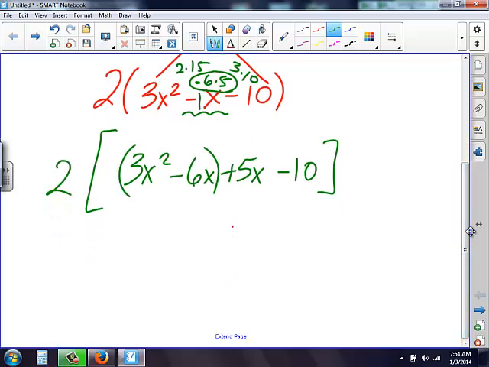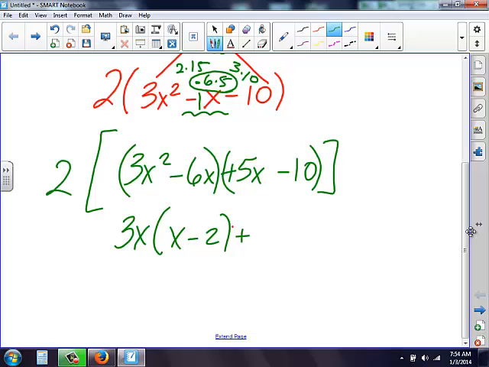Now, anytime I have 4 terms, we know we must group. I group the first 2, group the last 2. In my first set of parentheses, I need to ask myself, what can I pull out? In this case, I can pull out a 3 and an x. Therefore, I pull out that 3 and that x. I'm left with an x minus 2. Now, I want x minus 2 here. My signs are correct, so I know it's going to be a positive something that I'm pulling out.